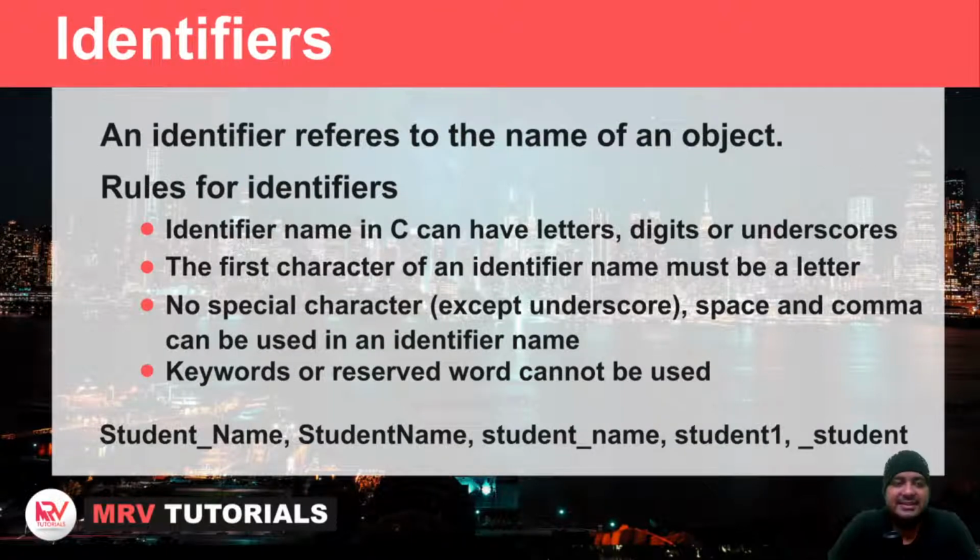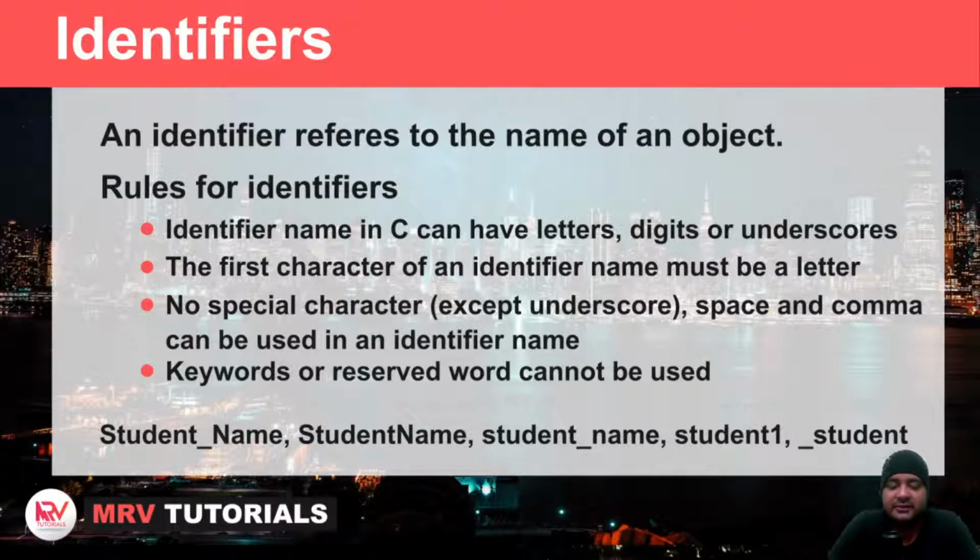So moving on to the next slide is your identifier, right? So an identifier is nothing but a name of an object. Whenever we give a name to any of the things inside your C program, we just call it an identifier.